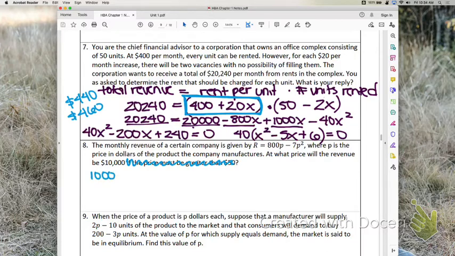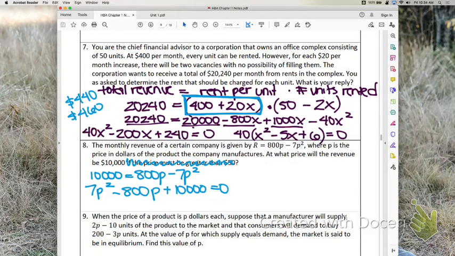Let's just say I put 10,000 in place of R. Do we know how to solve something like that? Move everything to one side and factor? Well, I don't think there is a GCF for this one. Okay, so let's talk about that. I'm going to move everything to the left.